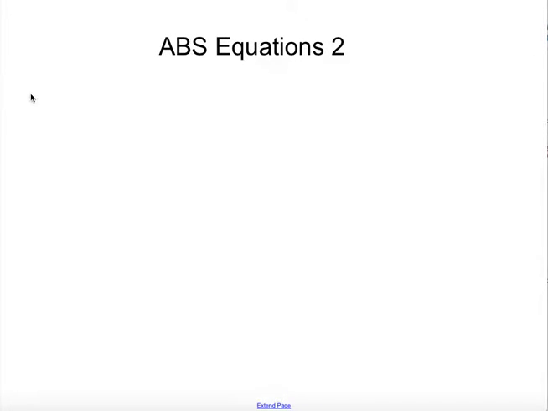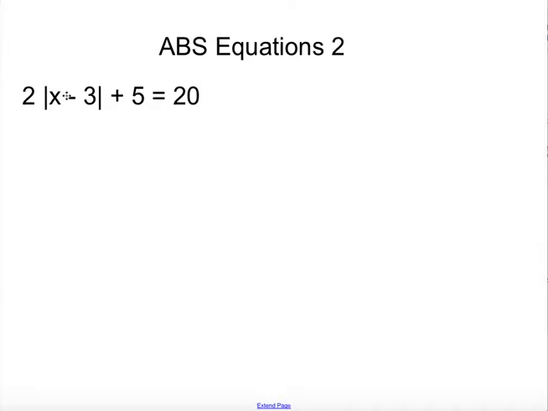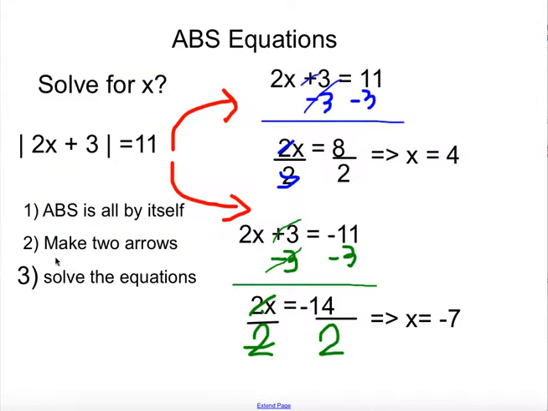Ready for a new example? Great, I'm gonna solve an example. 2 times the absolute value of x minus 3, let's close absolute value, plus 5 is equal 20. Let's solve this example. For a moment, you can come back to your previous example and look at the steps.